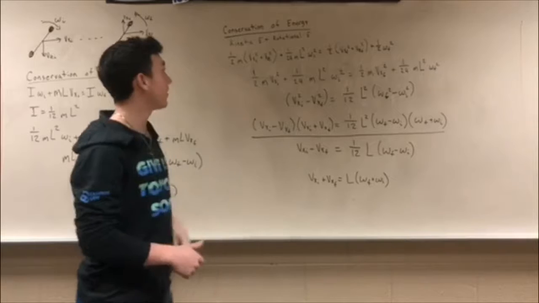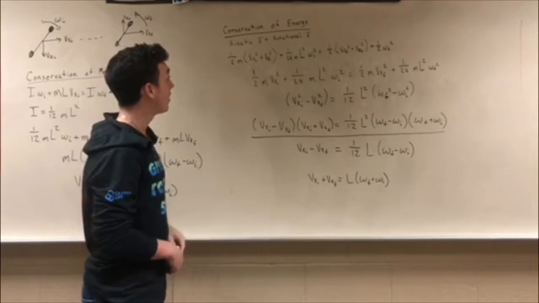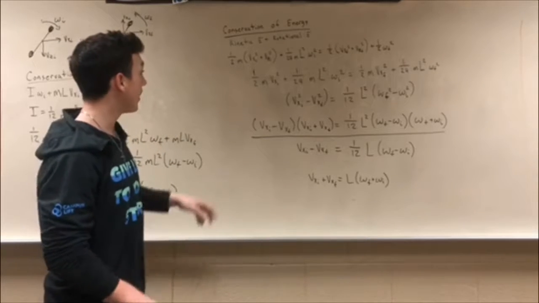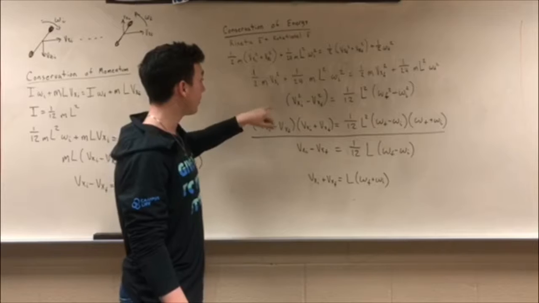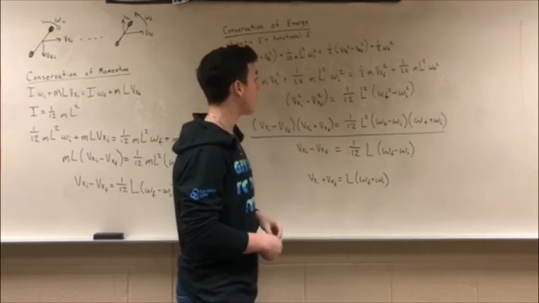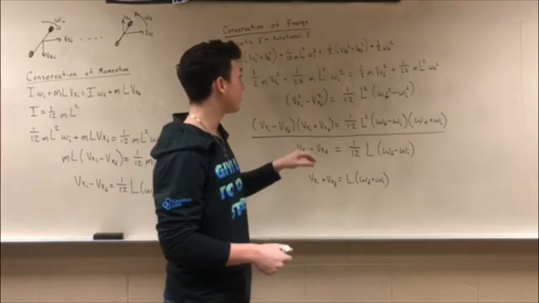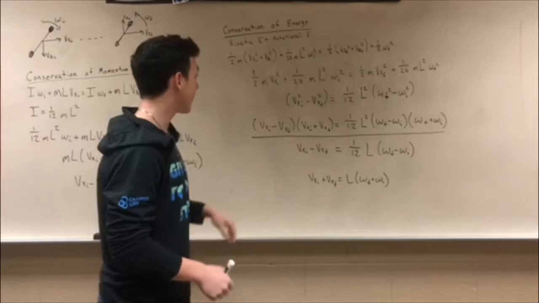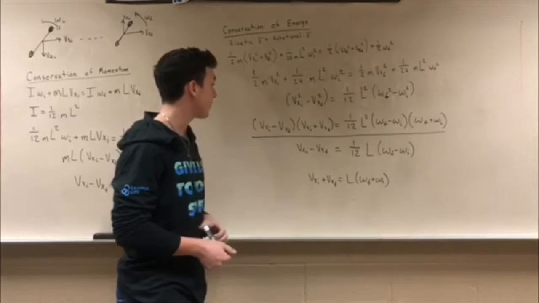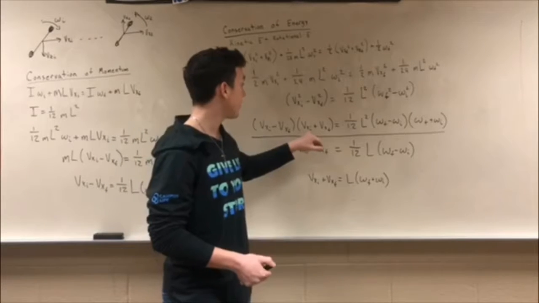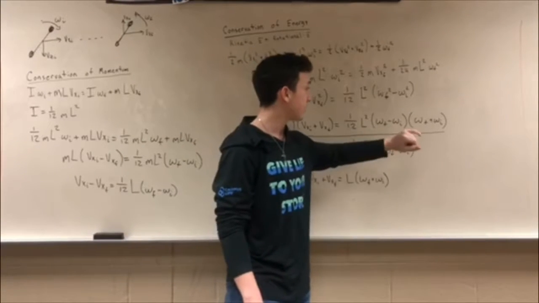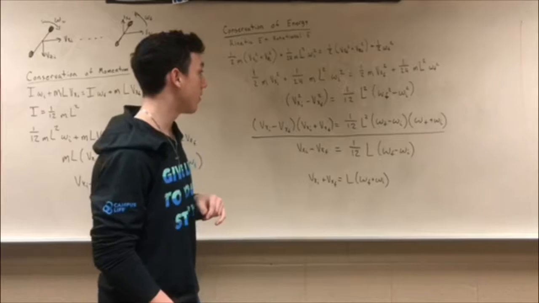Moving on to our conservation of energy, we have kinetic energy plus the rotational energy. As you can see, this is the equation we used, and we did some substitution, and we were left with Vx initial squared minus Vx final squared equals 1/12 L squared times omega final squared minus omega initial squared. Taking this equation, we could substitute these two values into Vx initial minus Vx final times Vx initial plus Vx final, and omega final minus omega initial times omega final plus omega initial.